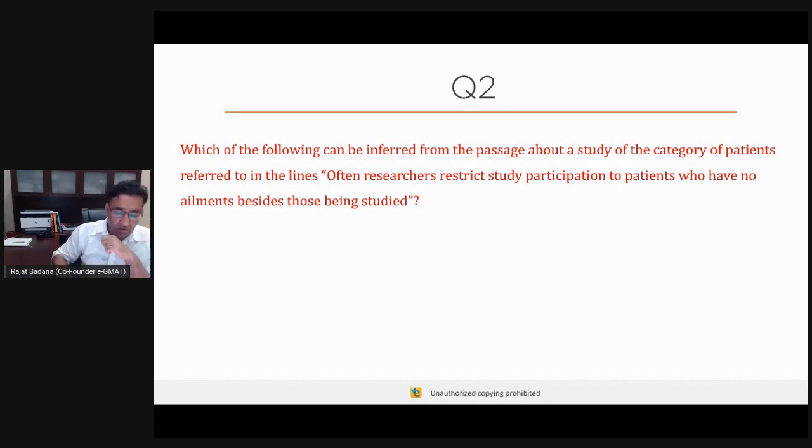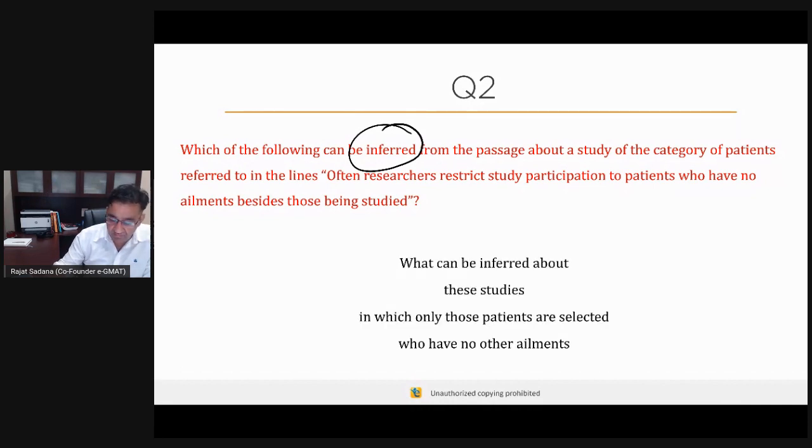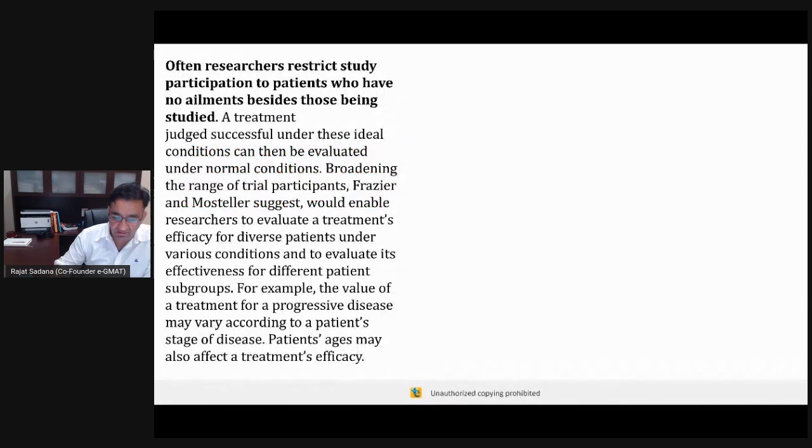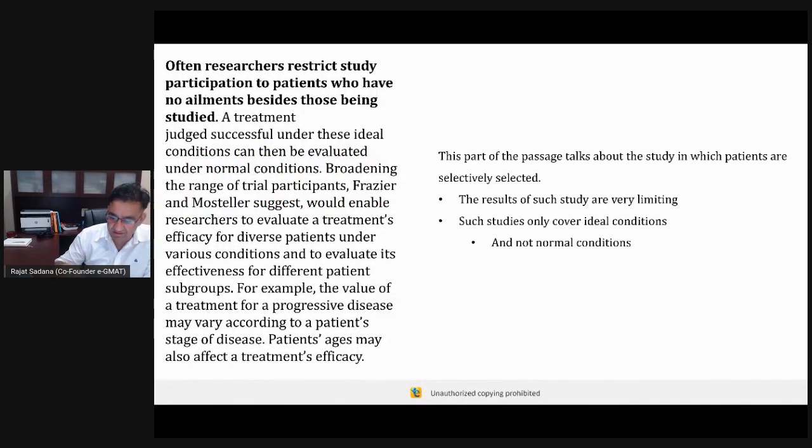Question 2 is an inference question. What can be inferred from the passage about a study of the category of patients referred to in the lines: often researchers restrict study participation to patients with no ailments besides those being studied? Essentially, what can be inferred about these studies? That's what the author is asking, so let's look at this.